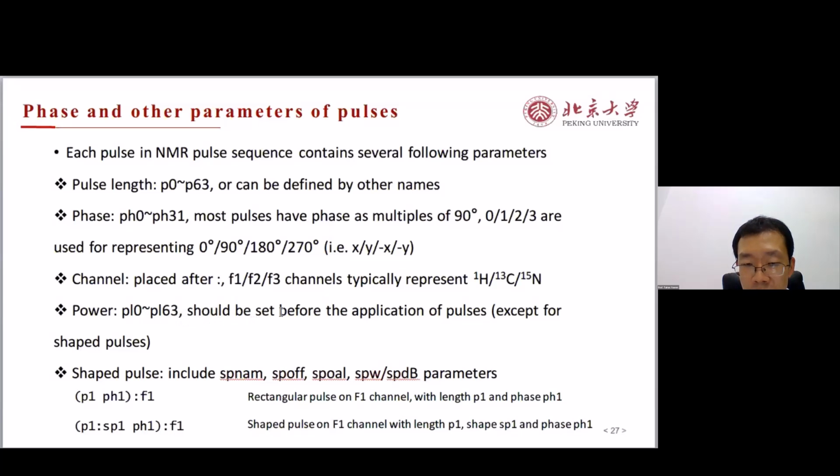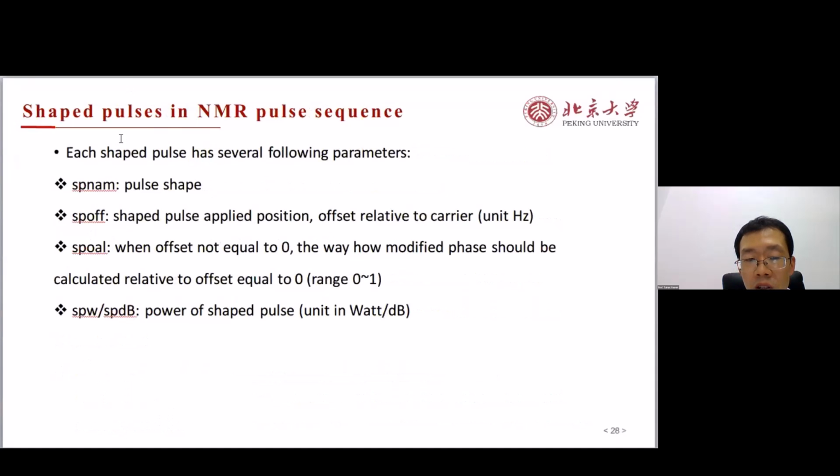So the power must be set before the application of the pulse, except for a shaped pulse. At the bottom, it shows the way pulses are applied. The first example is a rectangular pulse, and the second one is a shaped pulse. A shaped pulse has several additional parameters, including the pulse shape, the pulse offset, and the pulse phase alignment. Also, the power of the shaped pulse.